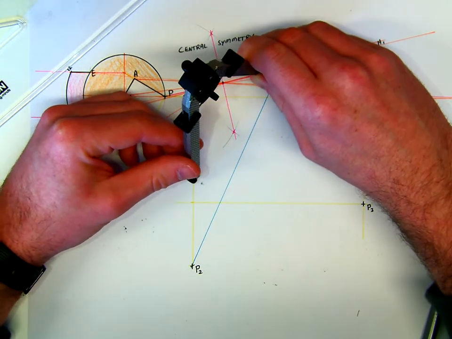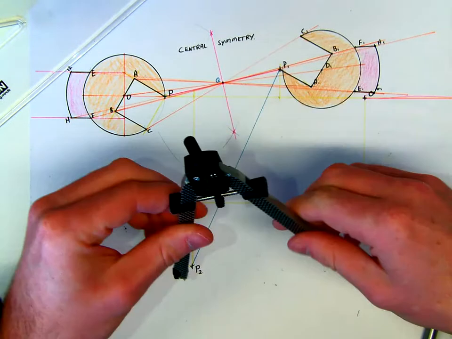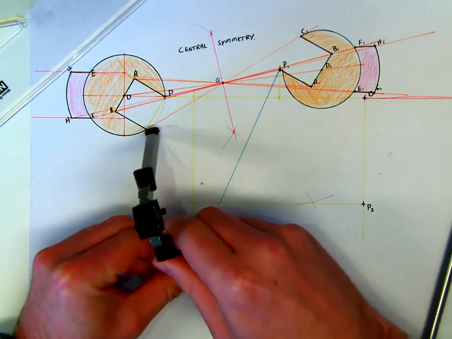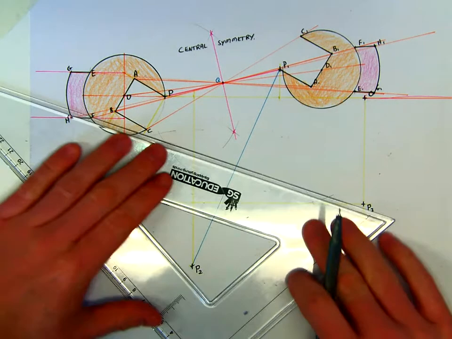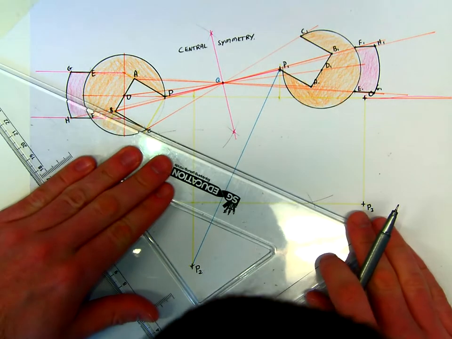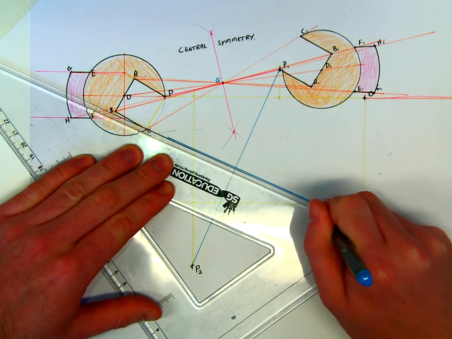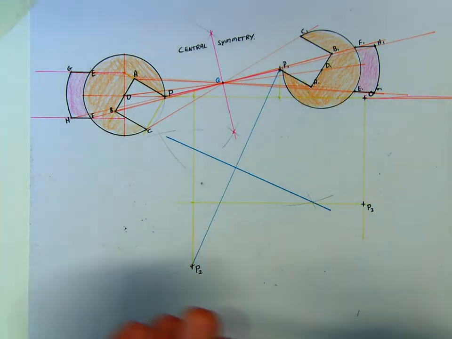I'm going to swing to the right hand side, swing to the left hand side, and I measure the same distance from P2. So swing and swing. And where the two of those cut each other gives me a line of symmetry.